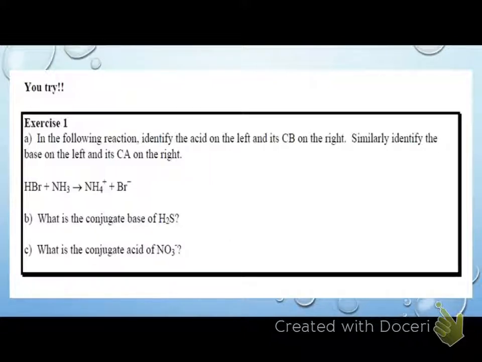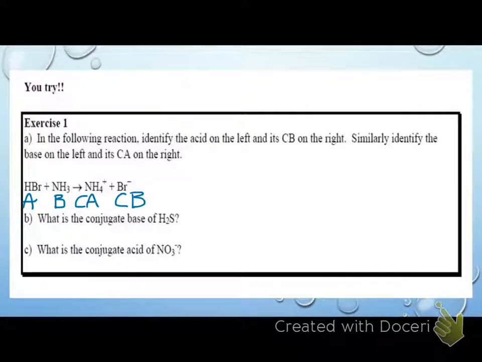Okay, so let's identify here. HBr is what? The acid or the base? HBr? So that makes NH3 the base. So what is the conjugate base of HBr? Br- is the conjugate base, and then NH4+ is going to be the conjugate acid of ammonia.